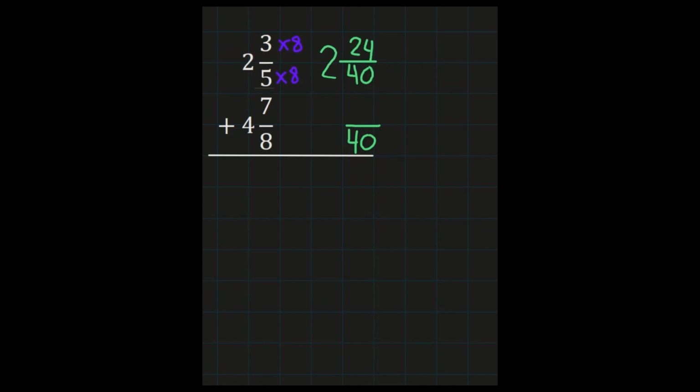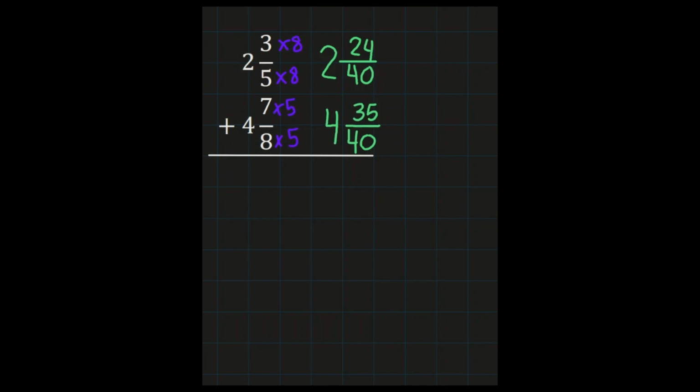I need my equivalent fraction to 7/8 with a denominator of 40, which means I multiplied the 8 by 5. So I need to multiply my numerator by 5 so I can have an equivalent fraction. I multiply my denominator and numerator by the same thing. So 7 times 5 is 35. Then I'm going to bring my whole number 4 over so that everything is lined up and I'm ready to go.